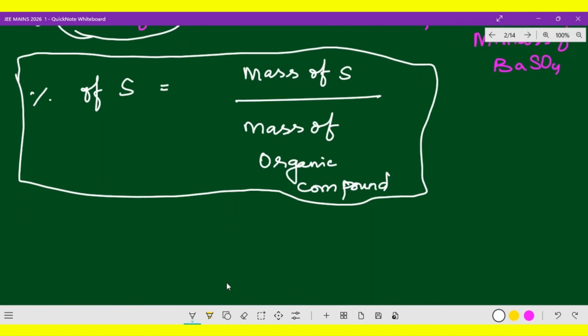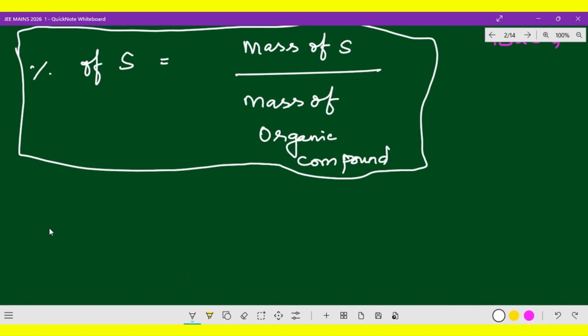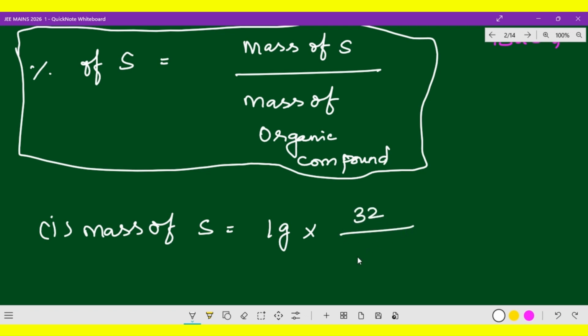Now first, mass of sulfur, what I mentioned. Mass of sulfur equals mass of barium sulfate, 1 gram, into molar mass of sulfur, which is 32, divided by molar mass of barium sulfate, which is 233 gram per mole. Here this also is gram per mole only. Now here into 10, because percentage, I just forgot. What is the answer you'll be getting when you calculate 32 divided by 233?